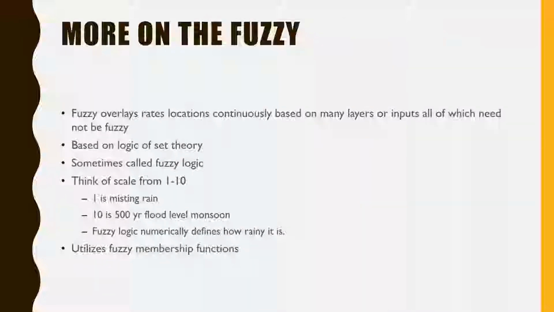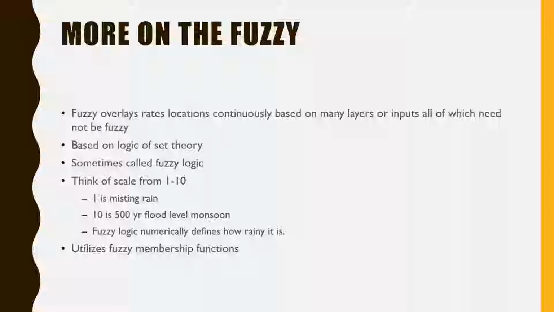I'll talk a little bit more about the fuzzy logic side of things. We covered this back at the beginning of the semester. We did some examples on the whiteboards. I'm just going to vaguely and quickly cover it here. Fuzzy overlays rate locations continuously based on many layers or inputs, all of which need not be fuzzy. It's based on this concept of logic of theory sets, sometimes called fuzzy logic.